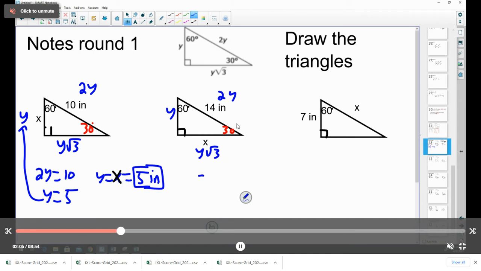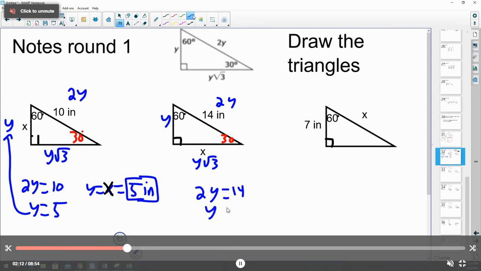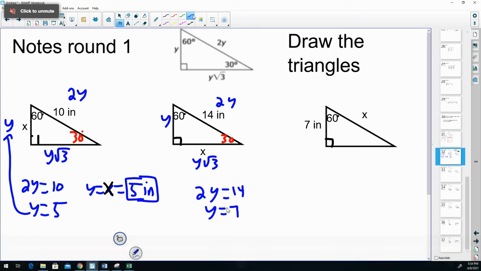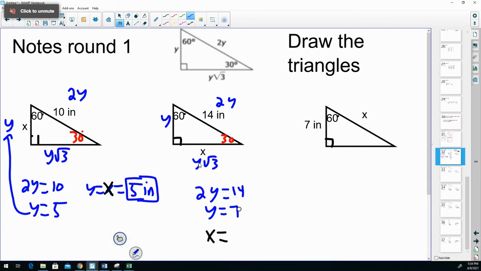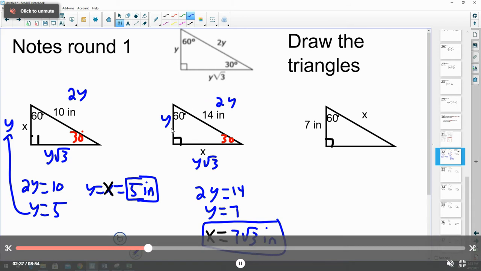14 equals 2y here, so we have 2y equals 14, and y is equal to 7. So now here I'm looking for x, which is y root 3. Well, y is 7, so this is just 7 root 3 inches. So we're pretty much just solving for y and then plugging it back in. That's all we're doing.